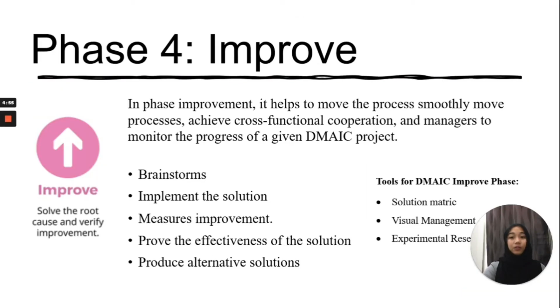Next, phase 4 is Improve, in which the aim is to move the process smoothly, achieve cross-functional cooperation, and have managers monitor the progress of the given DMAIC project. In this phase, the team must brainstorm solutions that might fix the problems, implement the solutions, measure improvement, and prove the effectiveness of the solution, using a weighted criteria matrix to select the practical solutions, producing alternative solutions, and using PDCA, plan do check act, to select the best solutions.